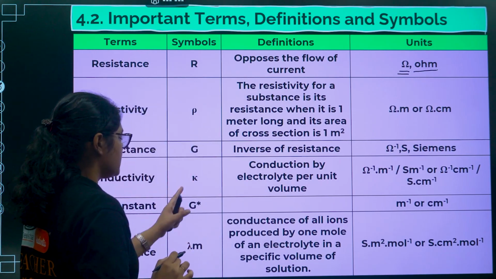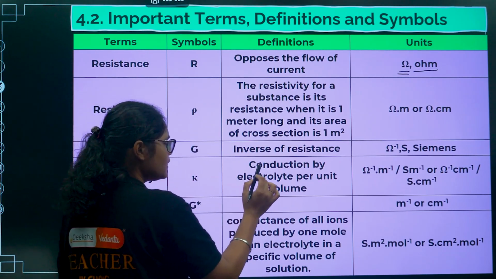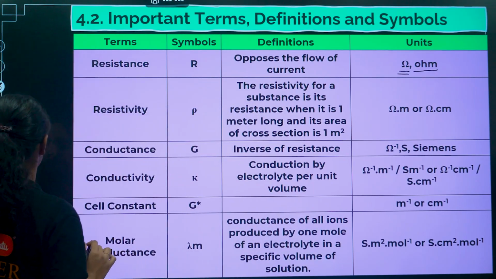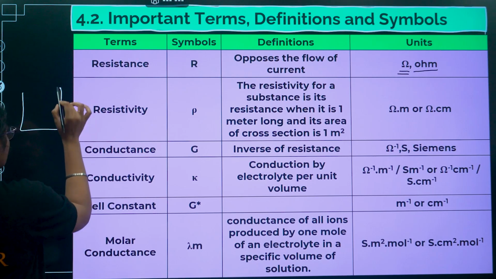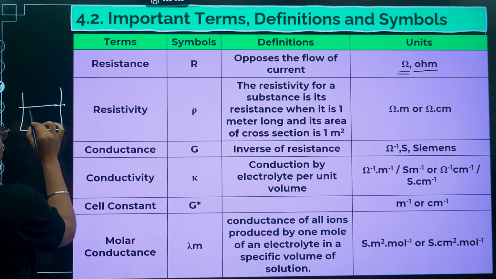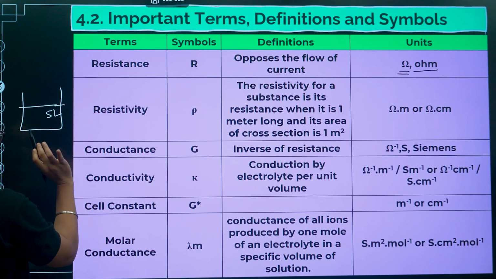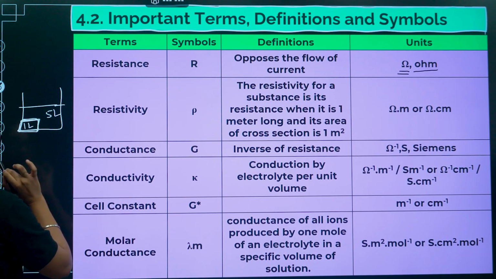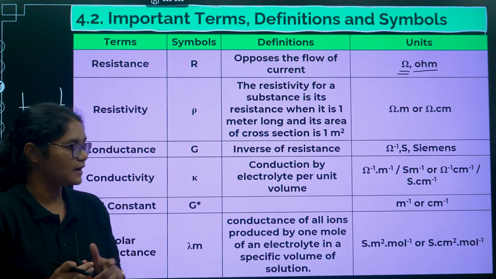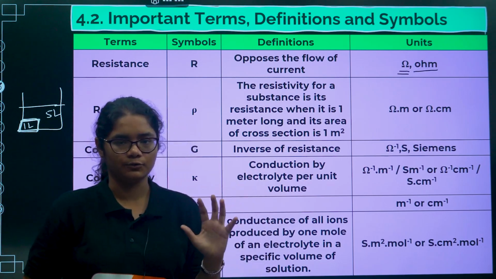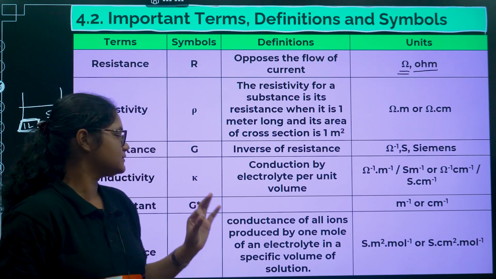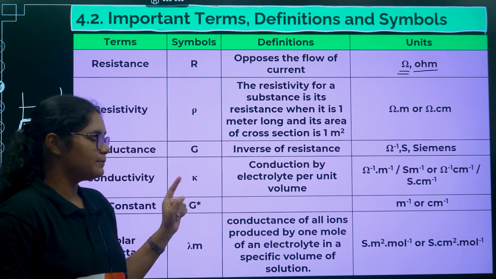Next, coming to conductivity, kappa. So conductivity is conduction by electrolyte per unit volume. I'll explain this in layman terms. Suppose you have taken 5 liters of electrolyte. Now per unit volume, in this 1 liter, how much electricity is conducted by this 1 liter of electrolyte? That is what is called conductivity. In 1 unit volume, how much conductivity is there of a particular electrolyte? That is called conductivity, denoted by the symbol kappa.